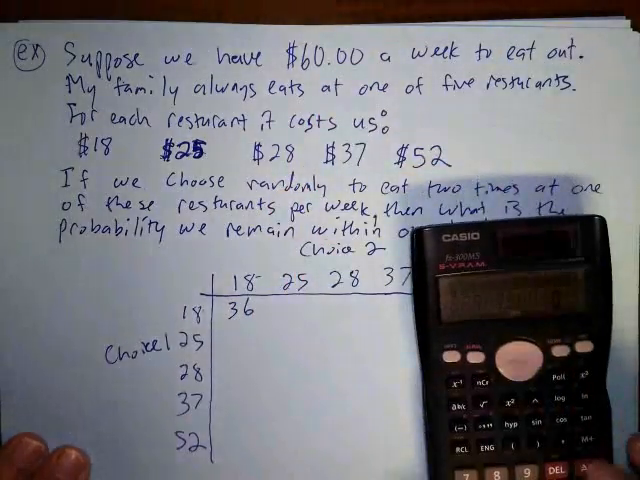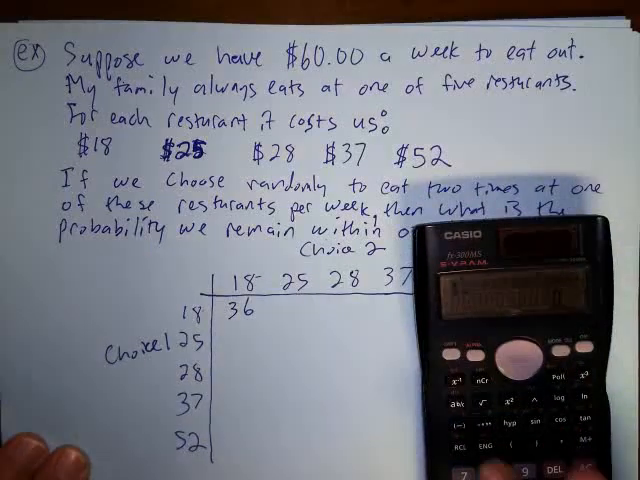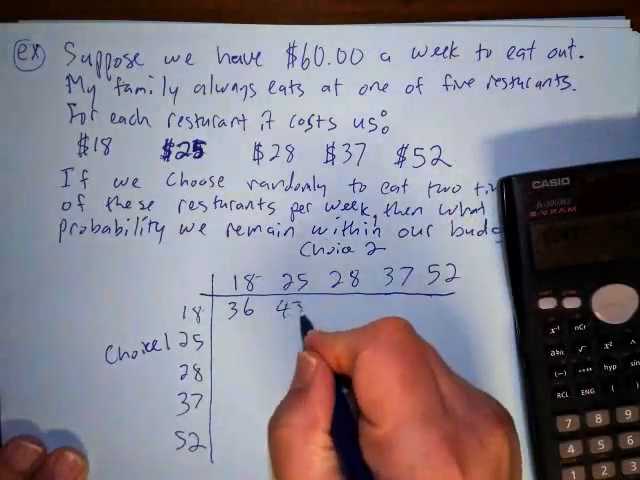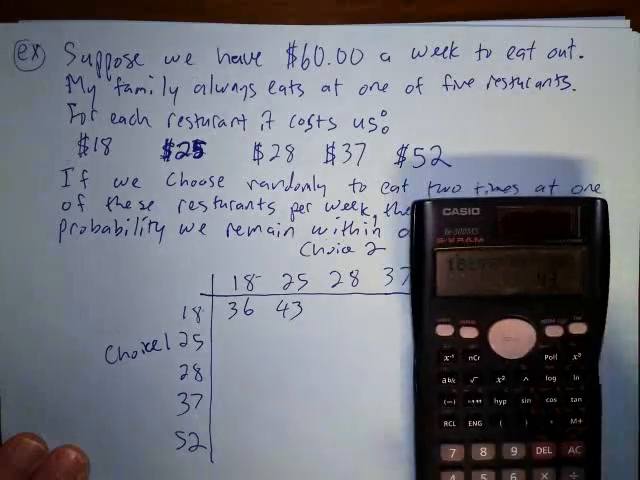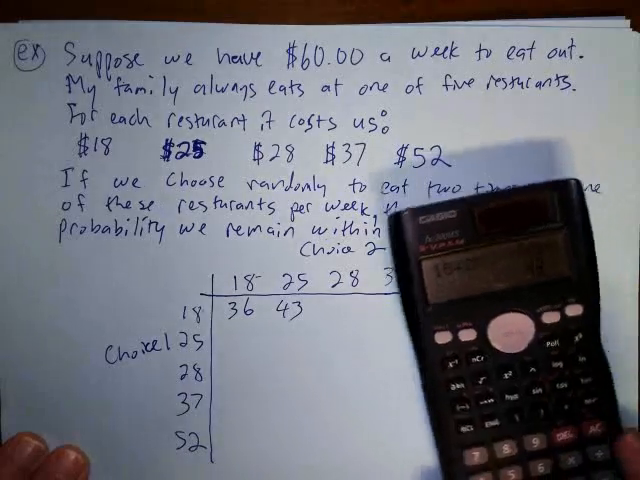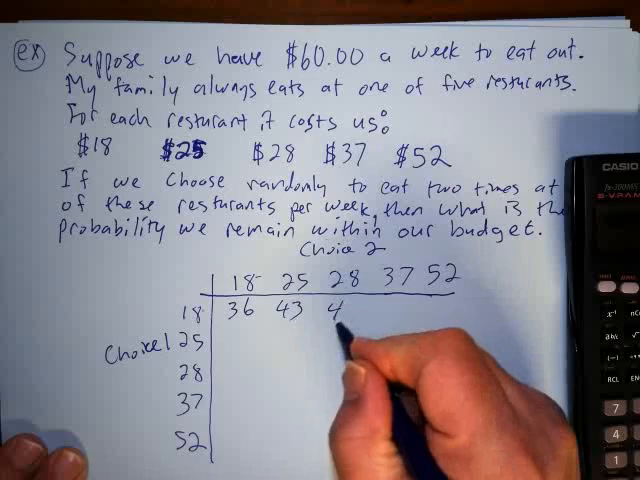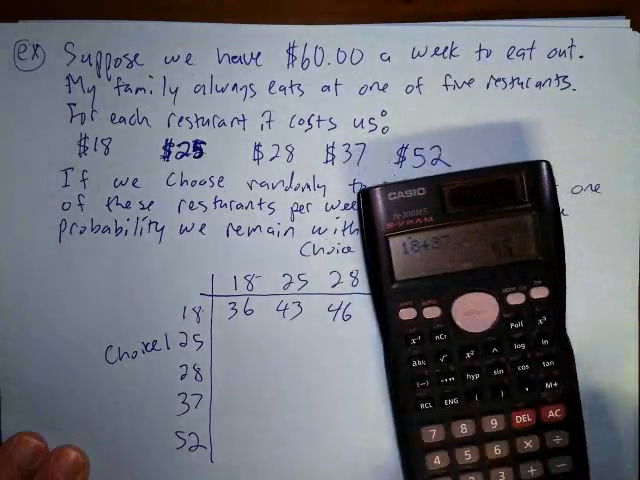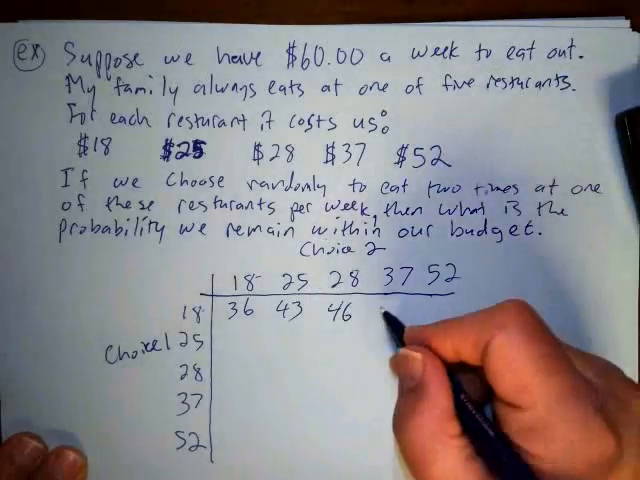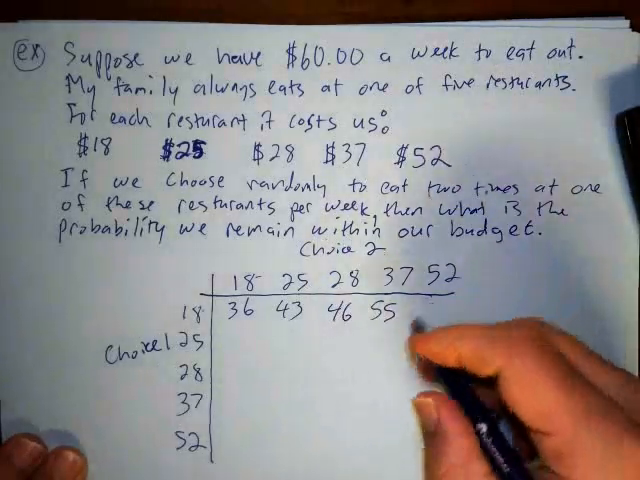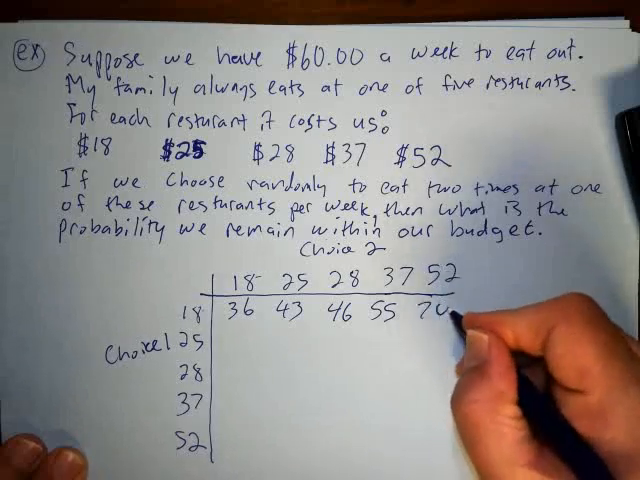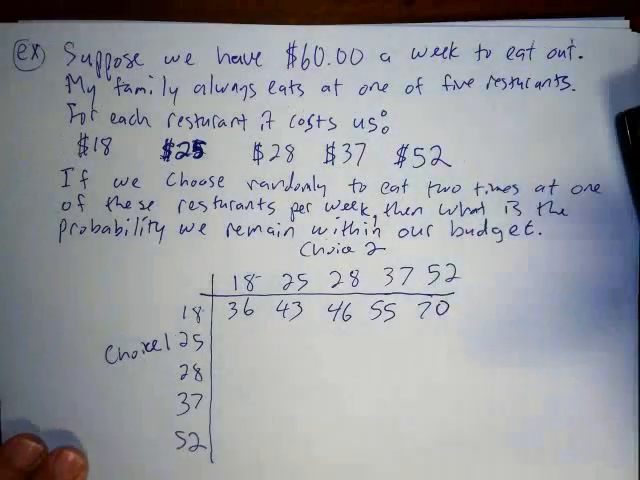Now I'm going to use a calculator just so I get these right. So 18 plus 25, this would be $43. 18 plus 28, $46. 18 plus 37, $55. And 18 plus 52 would be $70.